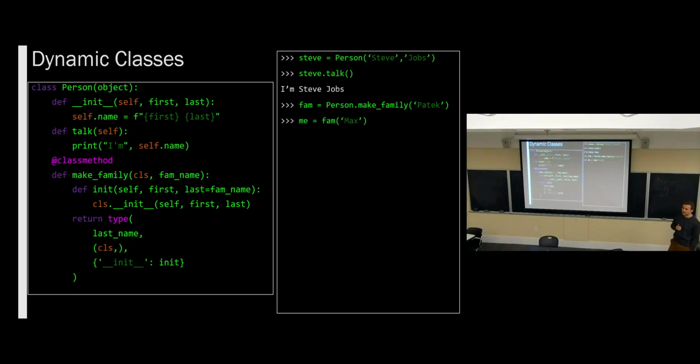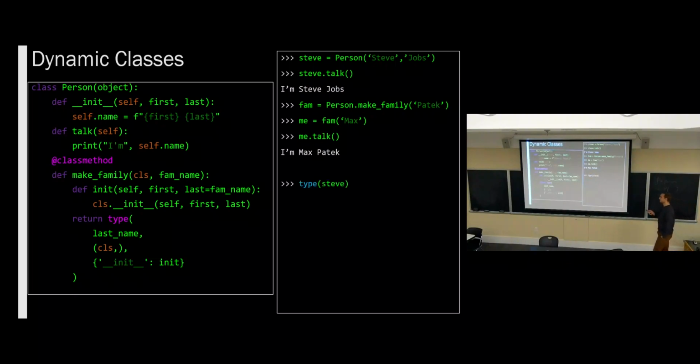If we construct a fam whose first name is Max, we didn't have to pass in a last name here because the init function for this new subclass has a default parameter, the family name. So now if I construct a Max, the default is Paddock. So now if I talk, Paddock got there, because we created this new class that has Paddock as a default.